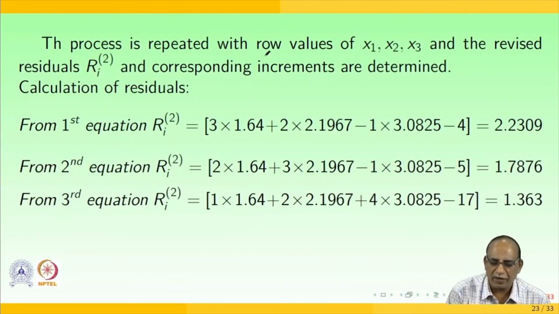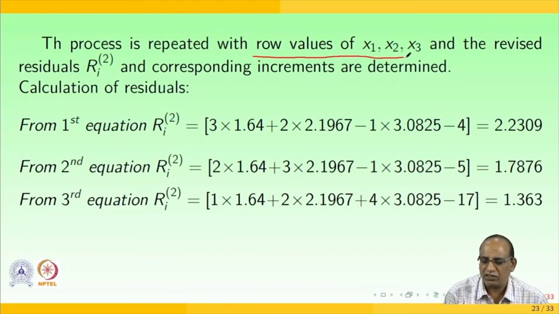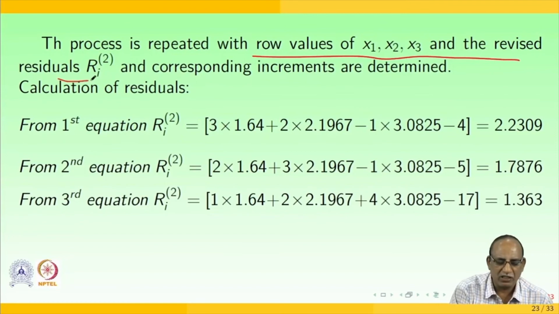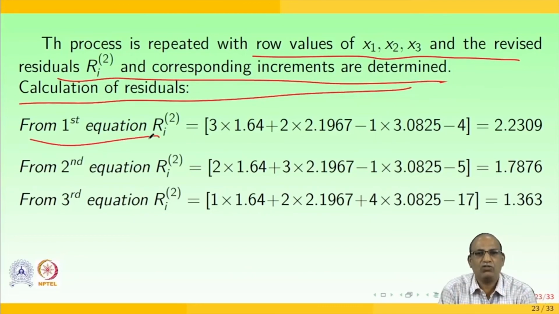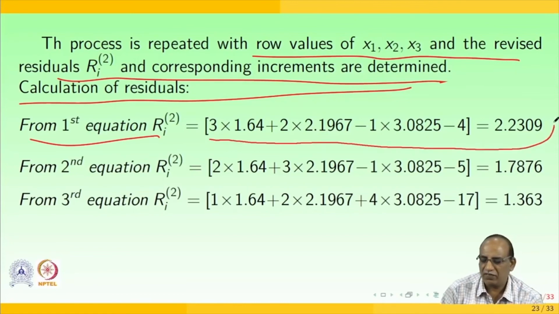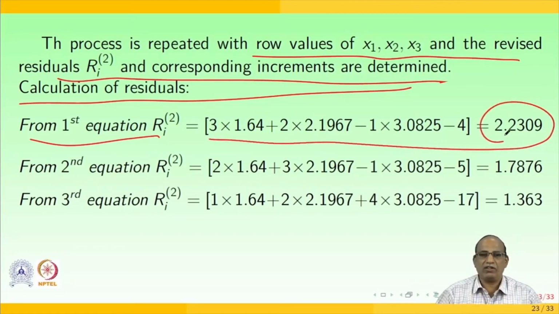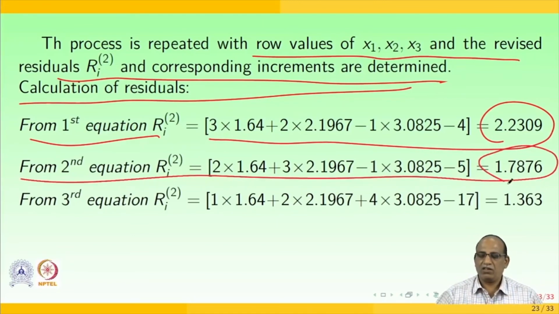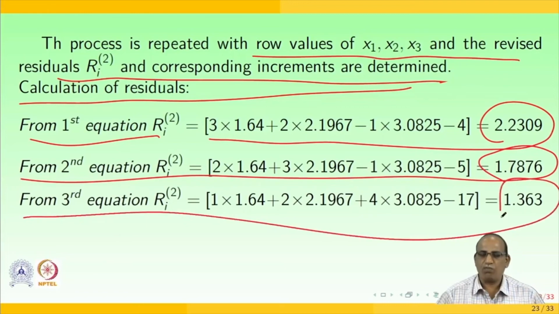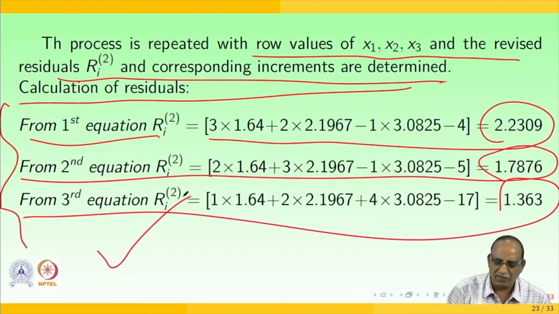The process is repeated with new values x1, x2, x3 and the revised residual Ri2, and the corresponding increments are determined. So you will be able to find out from the residue calculation. From the first equation we have Ri of 2 as 2.2309. From the second equation you get 1.7876. From the third equation you get 1.363. So you get three values from these equations.